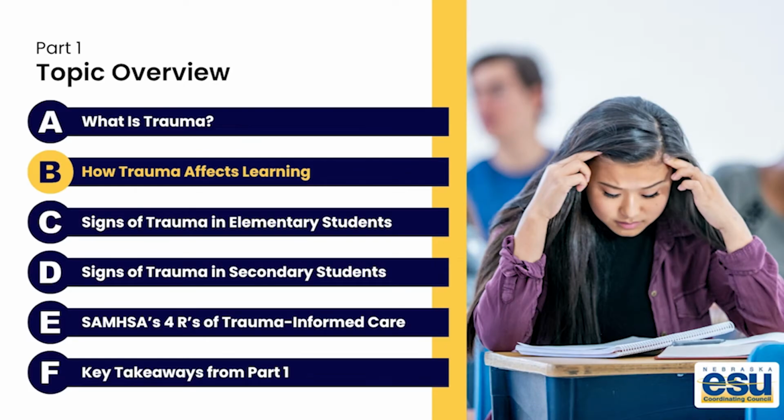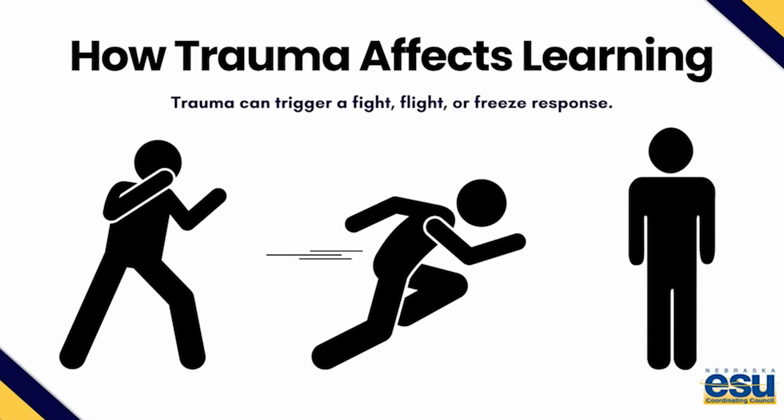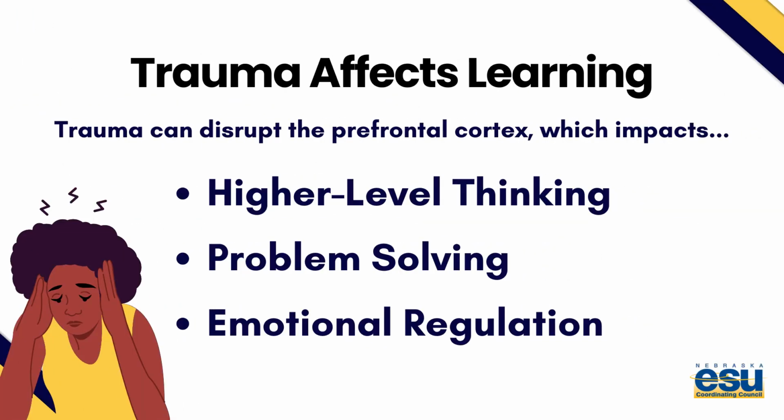Trauma doesn't just affect how a student feels, it also affects how they learn and behave. When a child experiences trauma, their brain may activate a fight, flight, or freeze response, an automatic reaction to perceived danger. This stress response can interfere with the brain's prefrontal cortex, the area responsible for higher-level thinking, problem-solving, and emotional regulation. Imagine trying to learn math while a fire alarm is going off. That's what it can feel like for a student trying to learn while in a state of distress.